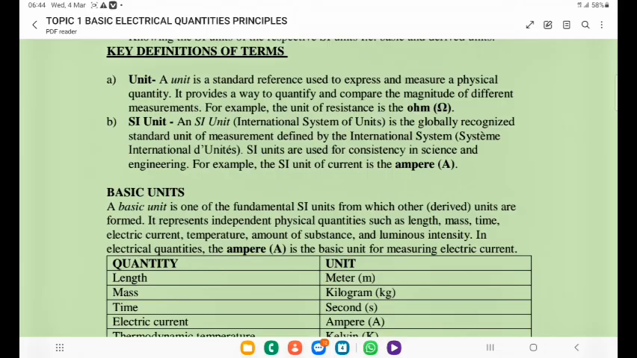Then you have the SI unit, which is a globally recognized standard unit of measurement, and it's mostly applied for consistency in science and engineering. So for example, when you say the SI unit for current is the ampere, the ampere forms the SI unit. So those are the key definitions of terms for that introduction bit.